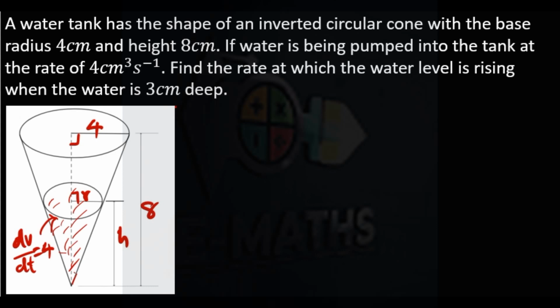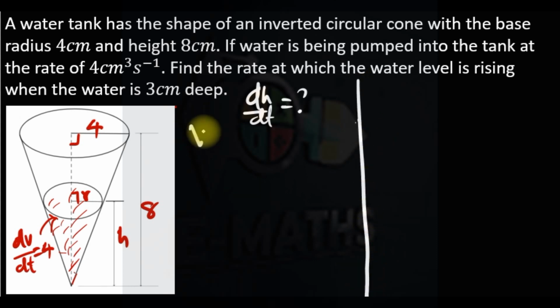So we have to find the rate at which the water level is rising, that is dh over dt. That's the unknown. So the first thing I have to know is the volume. We know that the volume of a cone is always 1/3 base area times height, that's 1/3 pi r squared h. That's the formula for the volume of a cone.